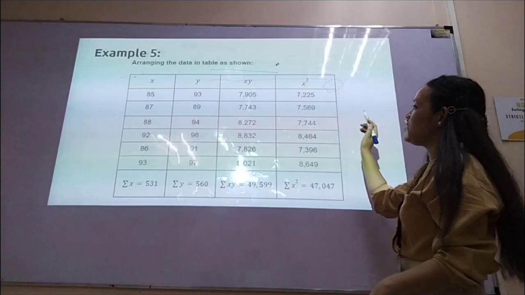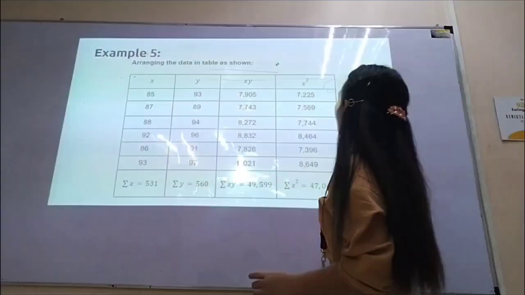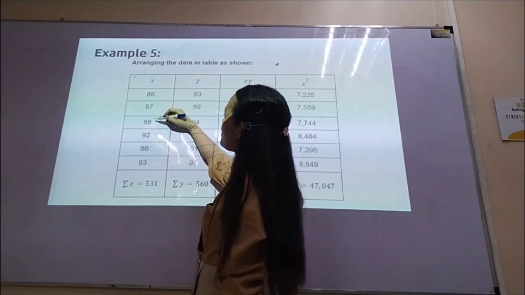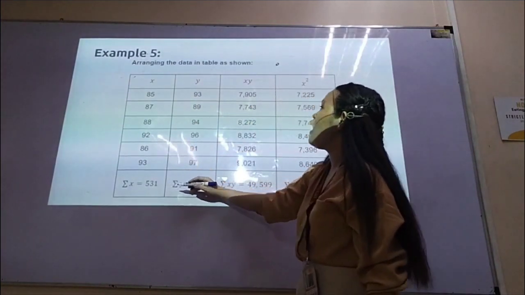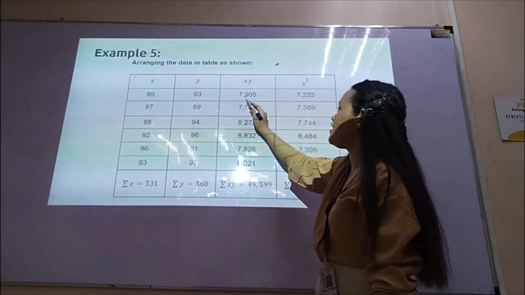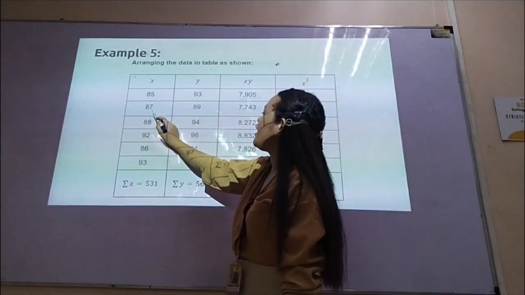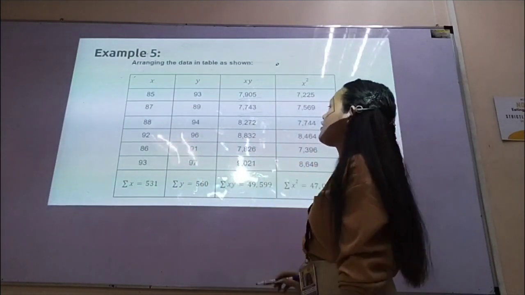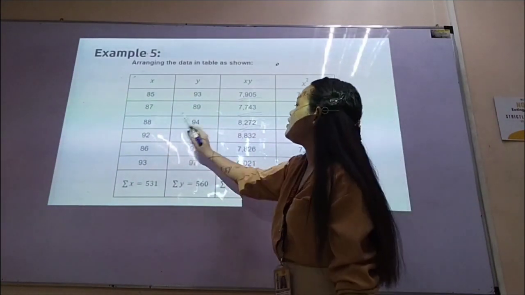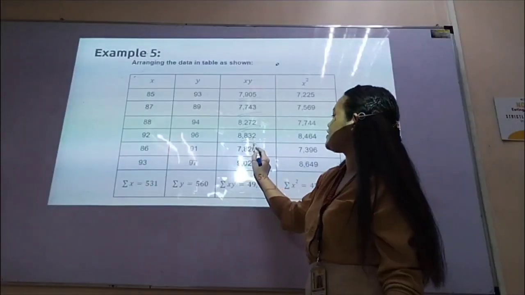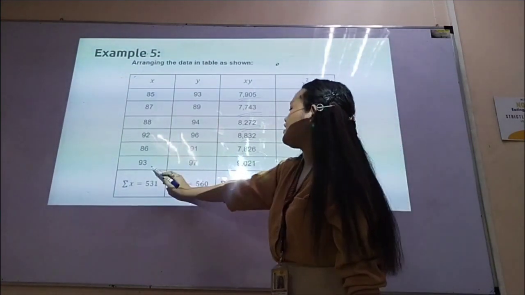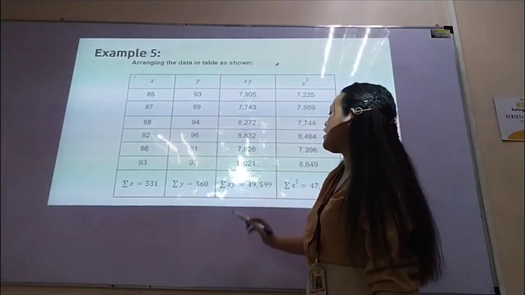For the first step, again, we arrange the data in the table as shown. Our x variable we have here, and then we're going to count how many variables there are. 1, 2, 3, 4, 5, 6. The same as earlier. x multiplied to y: 85 multiplied to 93 is equal to 7,905. 87 multiplied to 89 is 7,743. 88 multiplied to 94 is 8,272. 92 multiplied to 96 is 8,832. 86 multiplied to 91 is 7,826. 93 multiplied to 97 is 9,021.